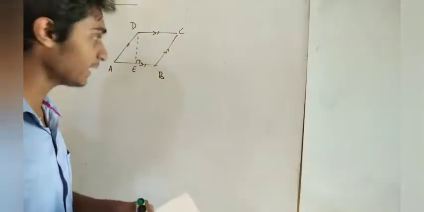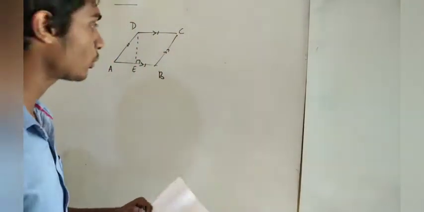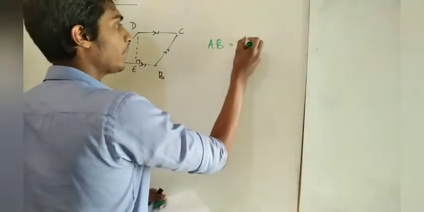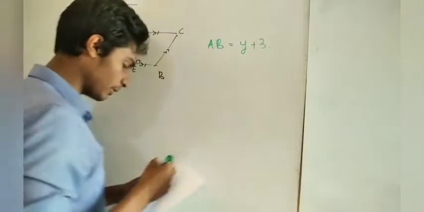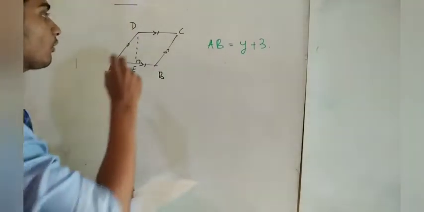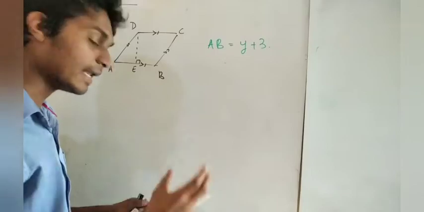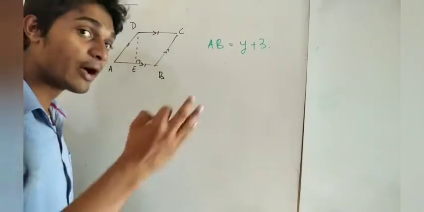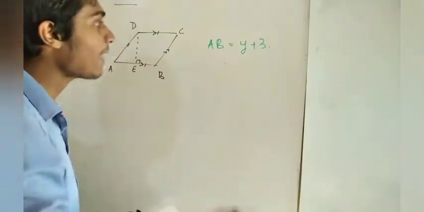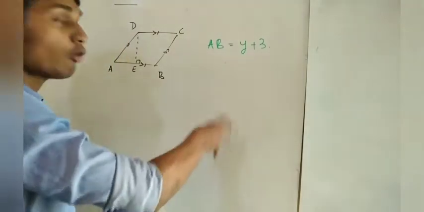Now they have given that AB is equal to y plus 3. So the first problem is to find the length of DE. They are giving that DE is 4 units lesser than AB, right? So 4 less than.